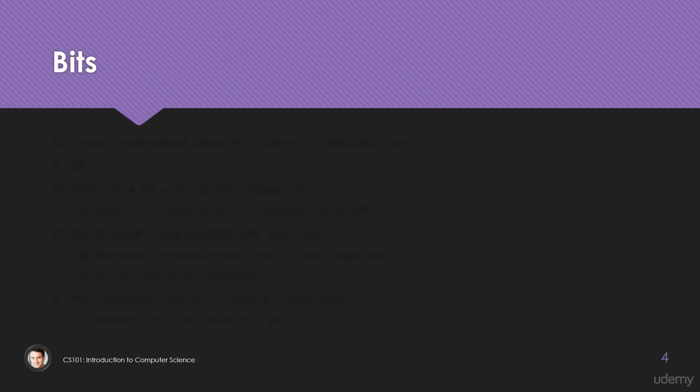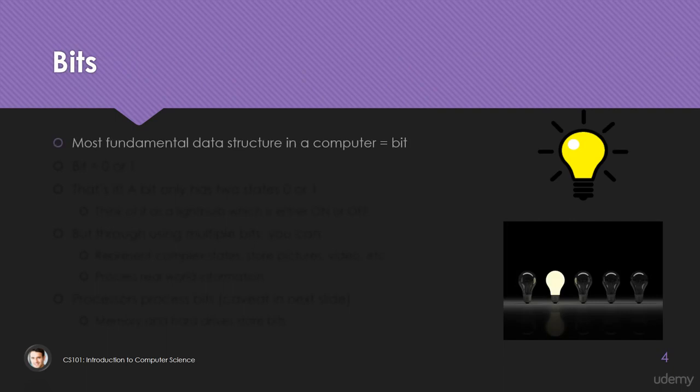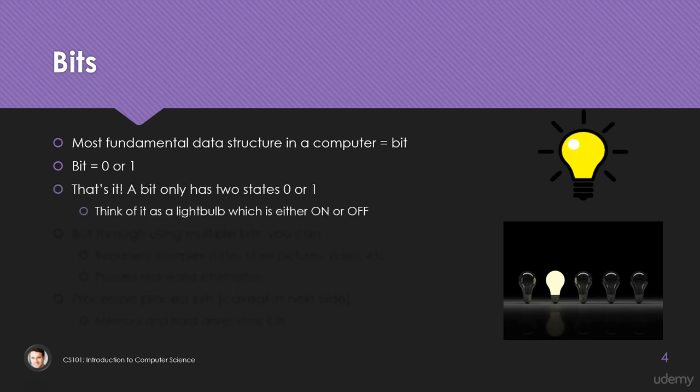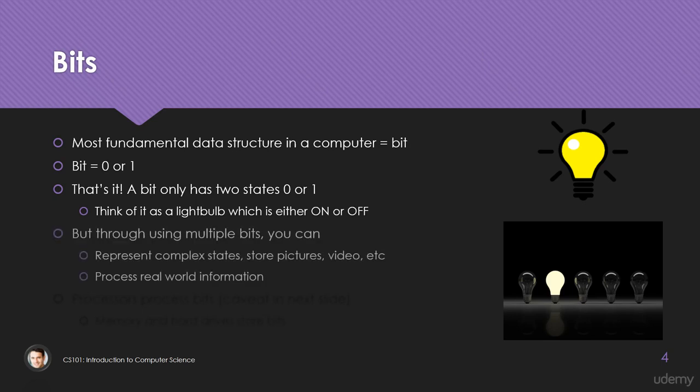Let's talk about bits first. So what is a bit? It is the most fundamental data structure in a computer. A bit, at the fundamental level, is just a 0 or a 1. So if you think about it, it only has two states. It's either a 0 or 1. Think of it as a light bulb, which is either on or off. A bit is similar. It's 0, which is off, or 1, which is on.